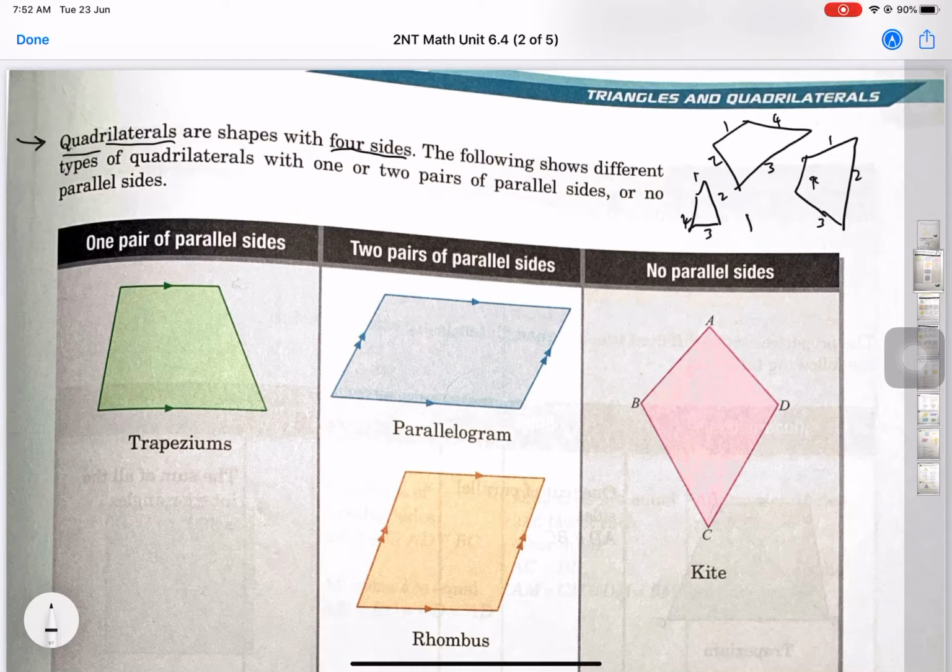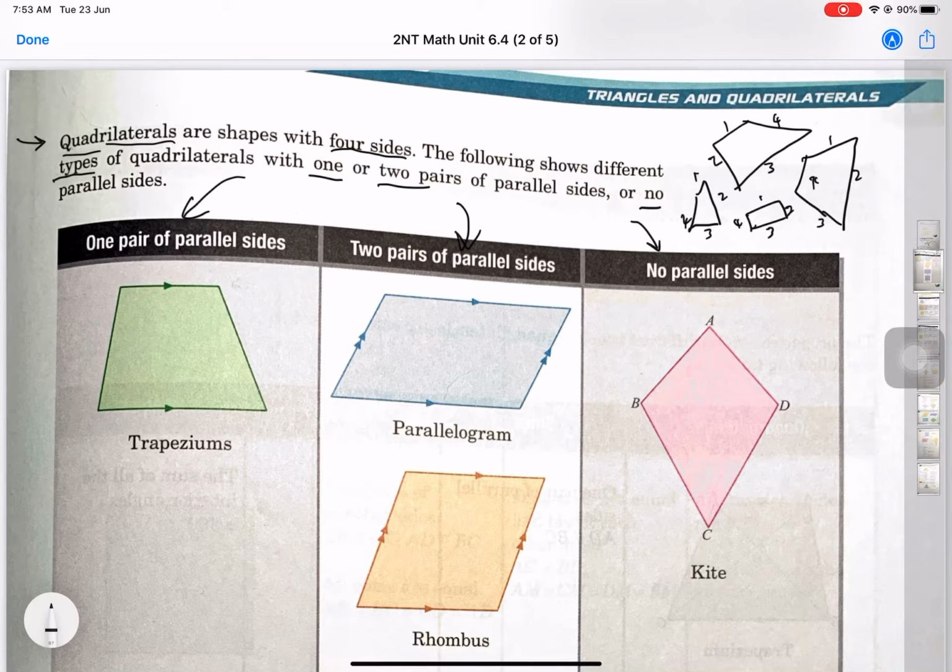Of course the quadrilaterals that you first met would have been rectangle and square in primary school, which you will also see here because rectangles and squares are quadrilaterals. They have 4 sides. Now let's look. The following shows different types of quadrilaterals with 1 or 2 or no parallel sides. So there could be 1 pair of parallel sides, 2 pairs of parallel sides, or no parallel sides at all. So what are parallel sides?